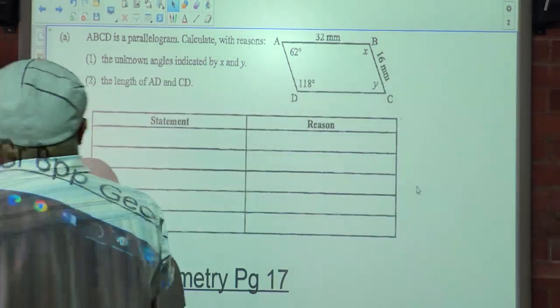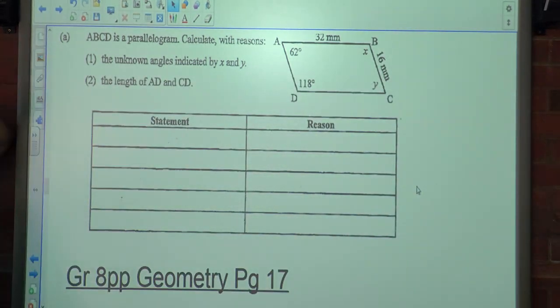So here we are told that ABCD is a parallelogram. People, there are 3 properties of a parallelogram that you know at this point. What are the 3 properties? 2 pairs of opposite sides equal. 2 pairs of opposite sides parallel. 2 pairs of opposite angles are equal.